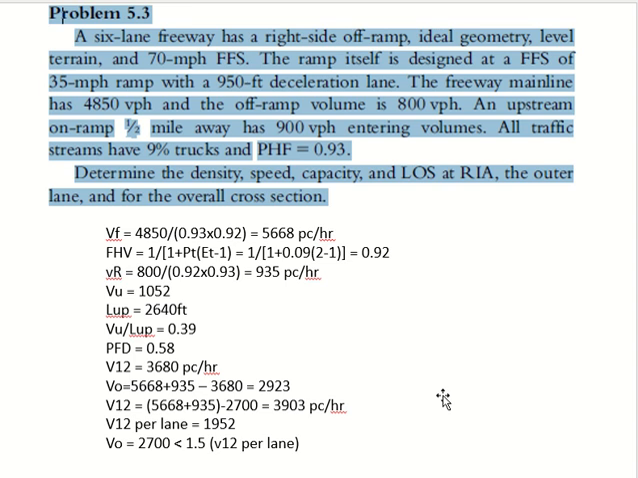So the segment will have level of service F. You cannot have one lane with F and the other lane with something else. If one lane has F, obviously people will go to other lanes, so they will disturb everybody. Clear? We can stop here. This segment has level of service F because of the volume in the outer lane.